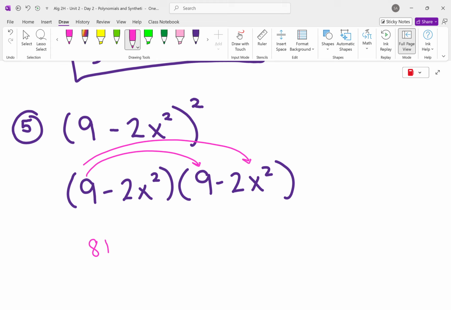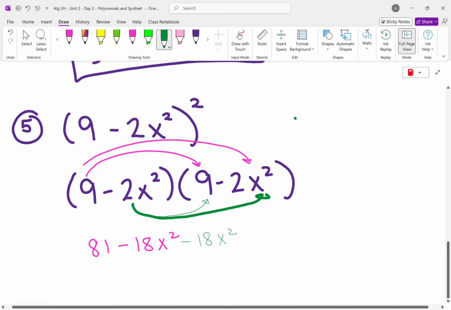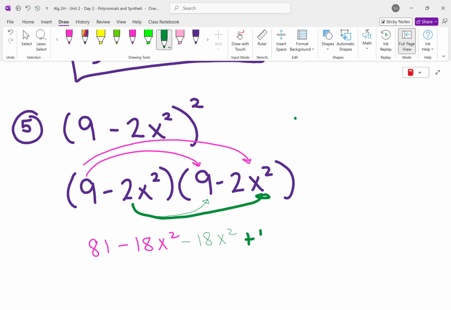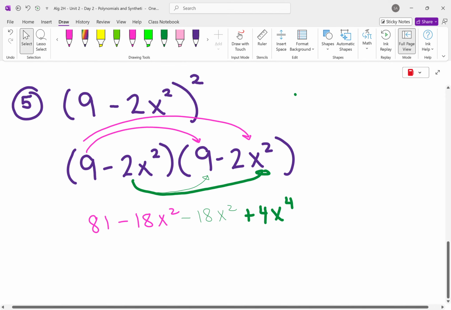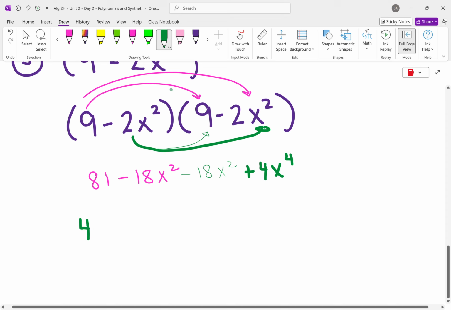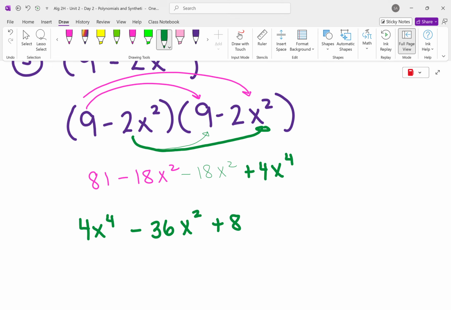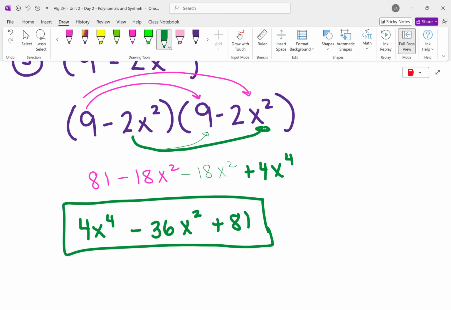9 times 9 is 81. 9 times a negative 2x squared is a negative 18x squared. Negative 2x squared times 9 is a negative 18x squared. And negative 2x squared times a negative 2x squared is a positive 4x to the fourth. So if we combine our like terms, we're going to have 4x to the fourth minus 36x squared plus 81. Very different than 81 minus 4x to the fourth. Very different.